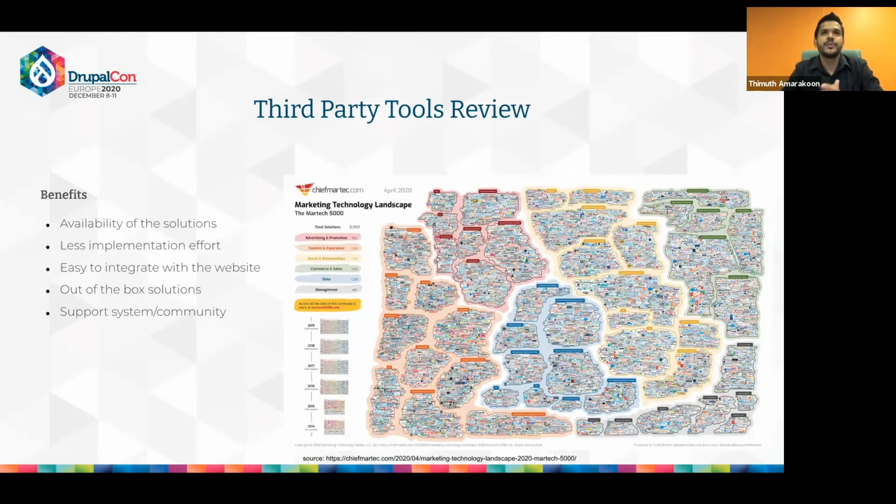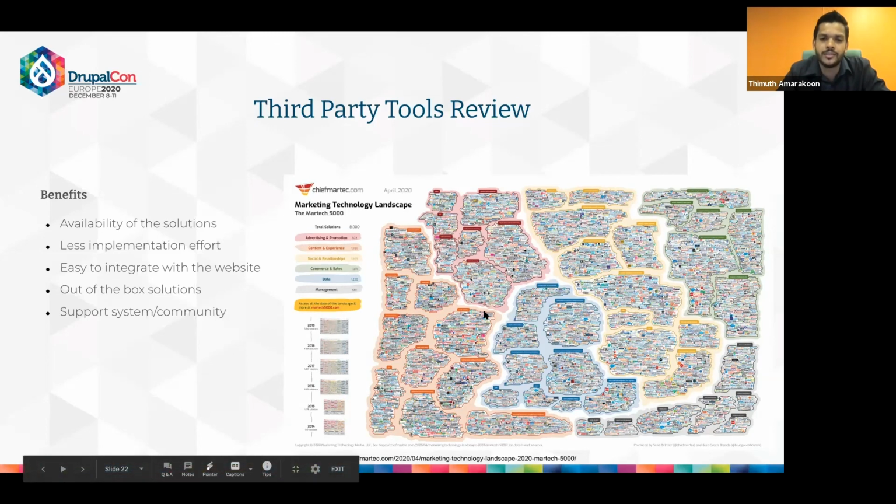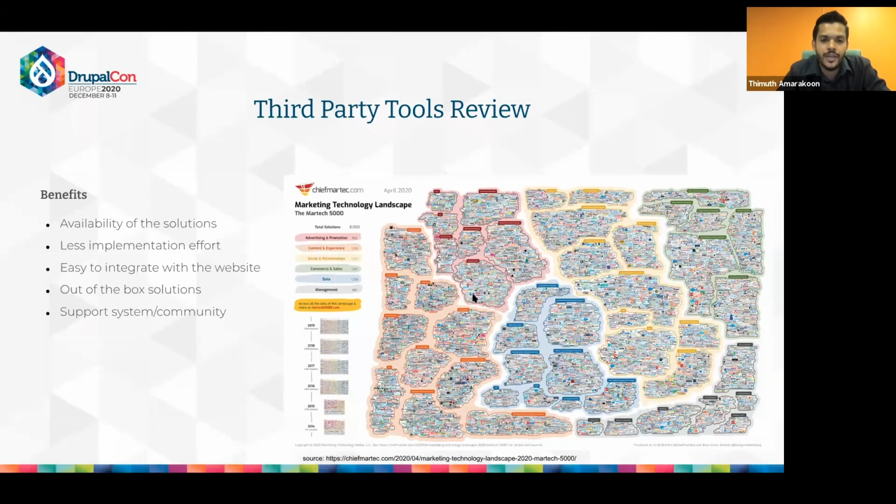So what are the benefits? Why should we choose these third-party tools to do these integrations? I think you may have heard of the marketing technology or MarTech industry. Scott Brinker, who's the head of Chief MarTech, has come up with this diagram. I know it has a lot of information, so I have included the link here, which you can check later. He has identified the evolution of the marketing tools out there for the past couple of years.